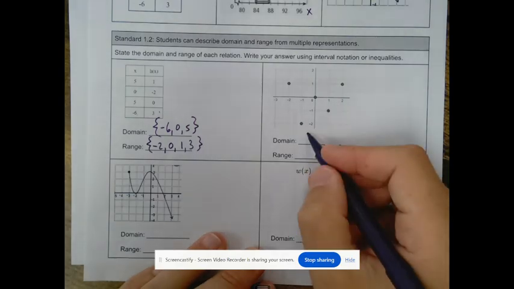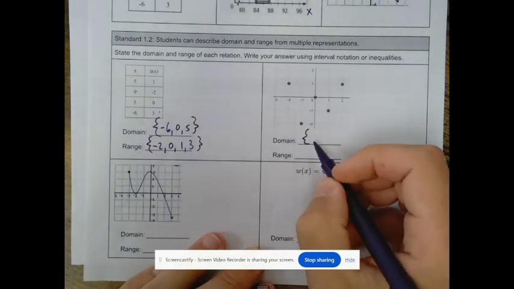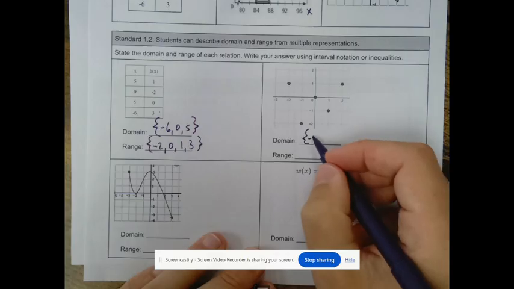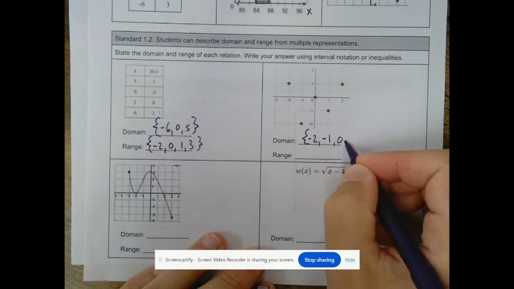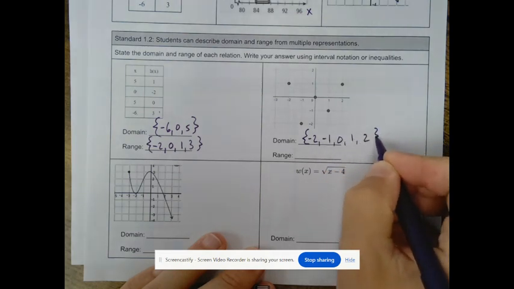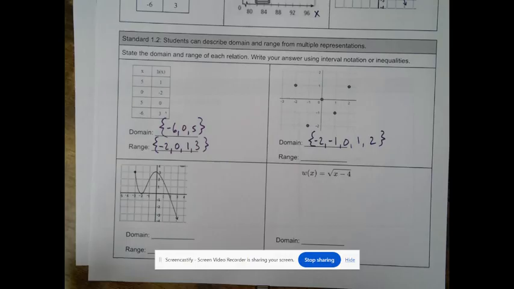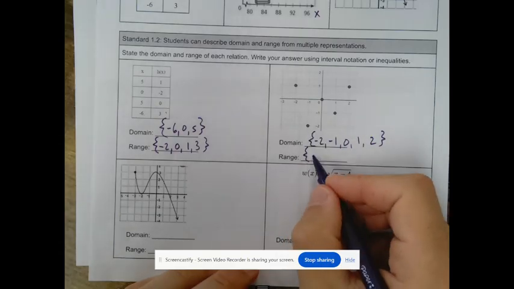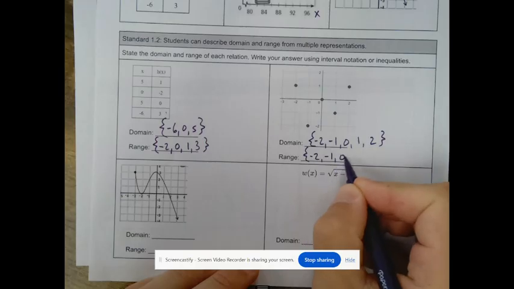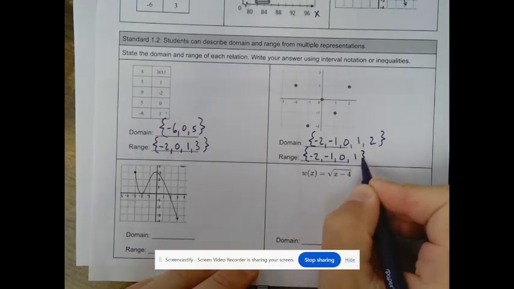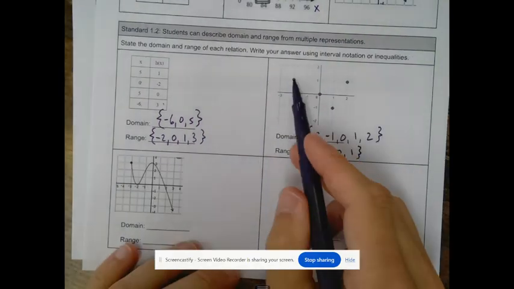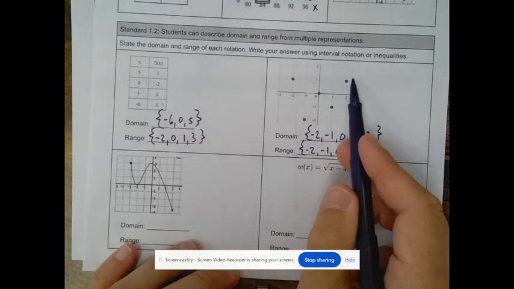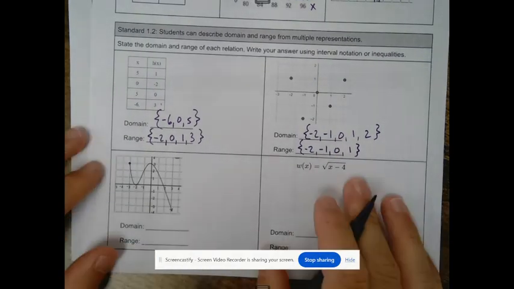What's our domain? Our domain are whatever x values are included. -2, -1, 0, 1, and 2. Now this one is a function. Does that change it? No. Same idea. The range goes from -2, -1, 0, and 1. There are two that have a y value of 1. We just write 1 once. Let's go down to this one.